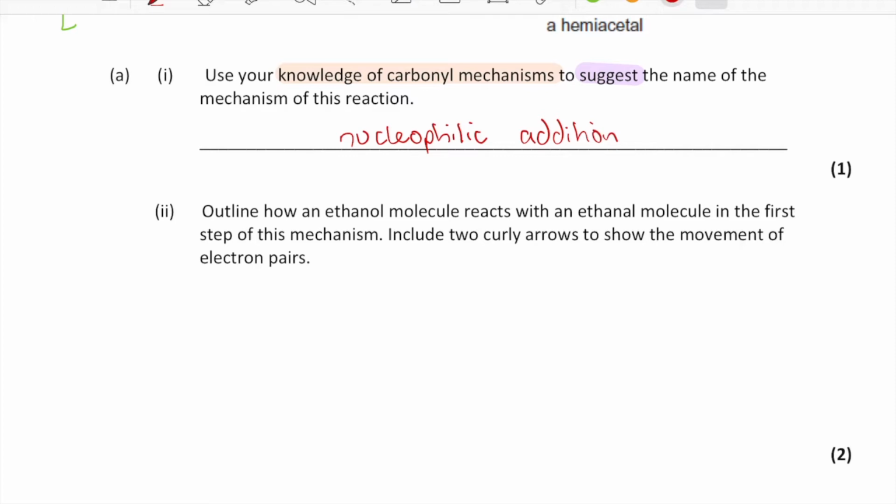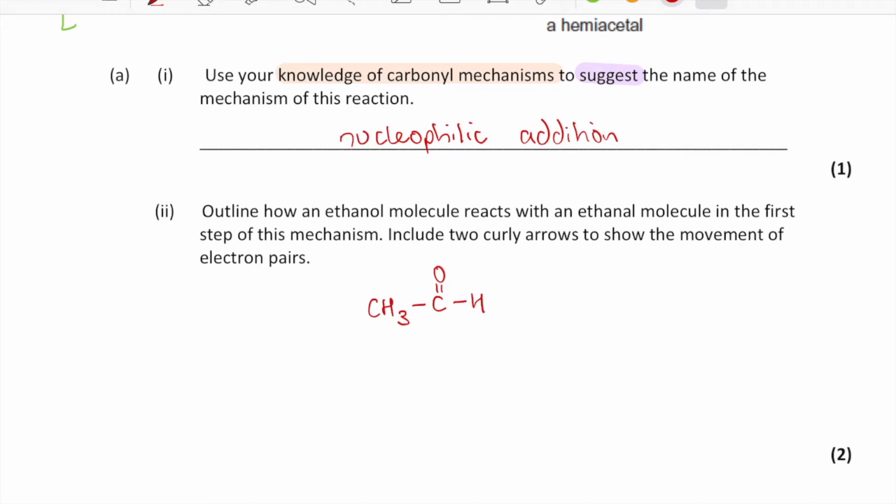All right, so the next part of the question. It says we need to outline how an ethanol molecule reacts with an ethanal molecule in the first step of this mechanism, the mechanism that we've suggested above, which is nucleophilic addition. Include two curly arrows to show the movement of the electron pairs. We know it's the carbonyl that gets attacked, so the first thing I'm going to do is draw the aldehyde, which is ethanal.